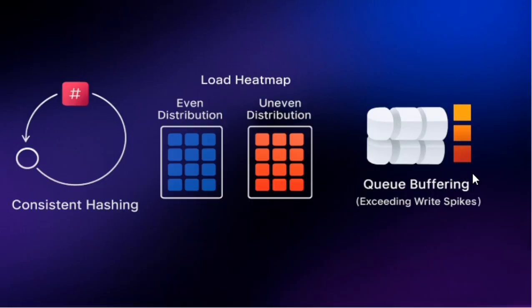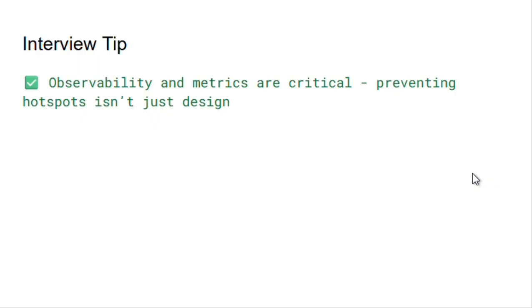For write-heavy workloads, batch writes or queue operations to smooth traffic spikes. Additionally, continuously monitor traffic patterns and automatically redistribute load if one node starts receiving too much. Design your system to gracefully handle uneven load so a single hotspot doesn't impact overall performance.